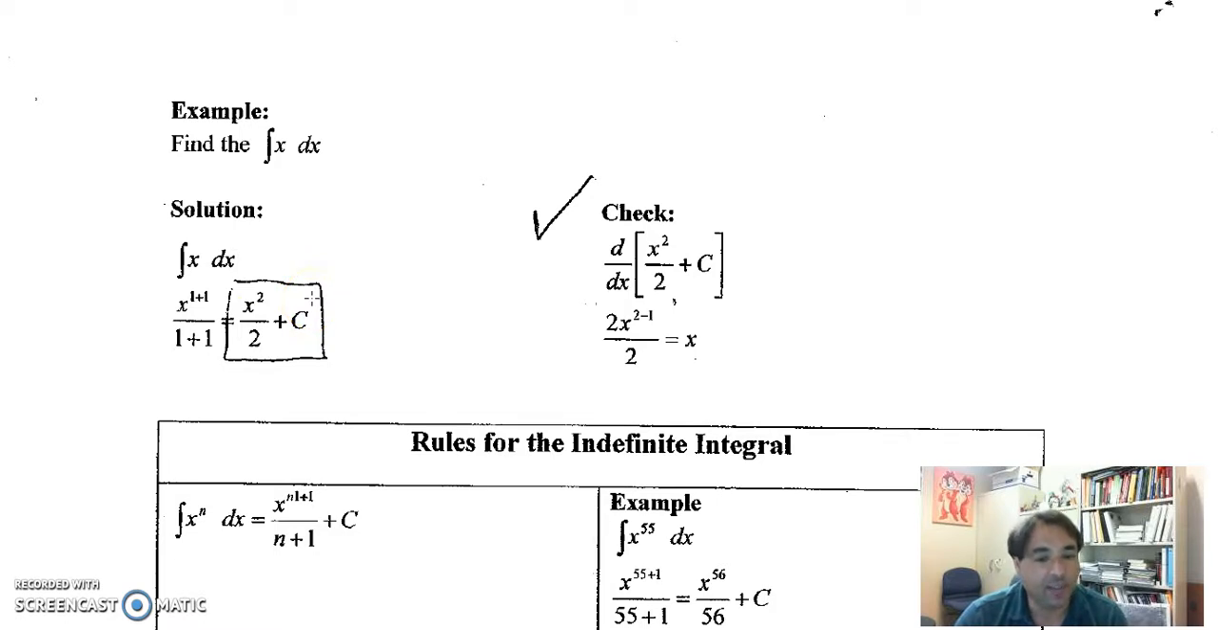Now, to check it, we take the derivative. Well, the derivative of x squared over 2: the 2 goes to the front, subtract 1, we get x. 2 divided by 2 is 1, 1x. And then the derivative of any number would be 0. So we can check the antiderivative by taking the derivative, and we should get the original back.